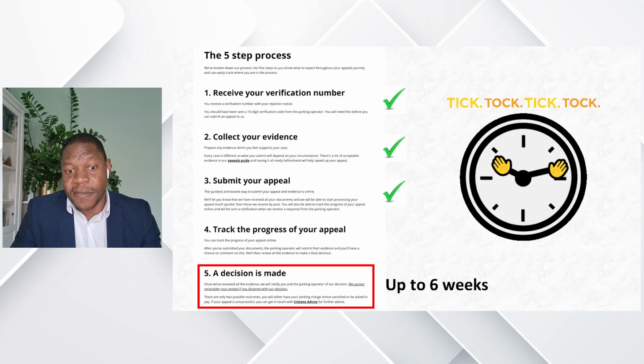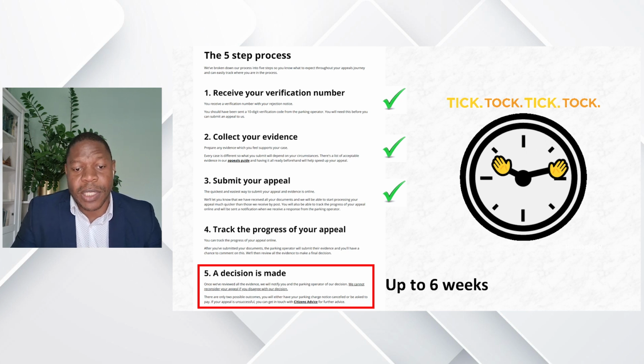There's 5 steps you have to follow. The verification number is provided by the parking company. Collecting your evidence, if you use ParkingMate UK, you don't have to do this. It's all taken care of when you check your parking ticket. And then submitting your appeal, we tell you how to do that.